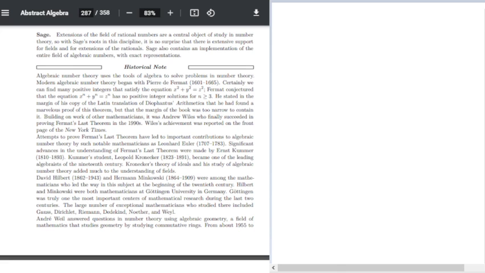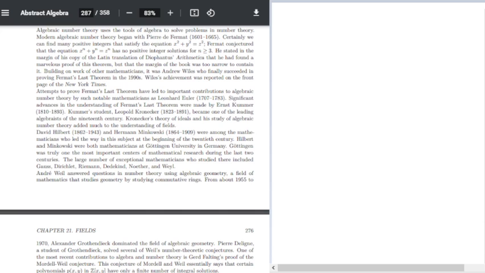Building on the work of other mathematicians, it was Andrew Wiles who finally succeeded in proving Fermat's last theorem in the 1990s. Wiles' achievement was reported on the front page of the New York Times. Attempts to prove Fermat's last theorem have led to important contributions to algebraic number theory by such notable mathematicians as Leonhard Euler. Significant advances in the understanding of Fermat's last theorem were made by Ernst Kummer, and Kummer's student, Leopold Kronecker, became one of the leading algebraists of the 19th century. Kronecker's theory of ideals and the study of algebraic number theory added much to the understanding of fields.